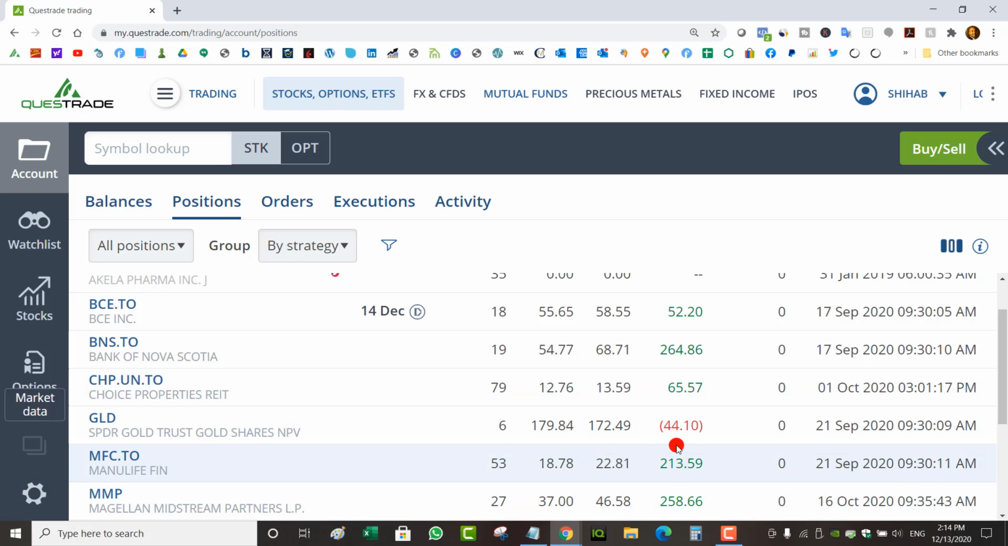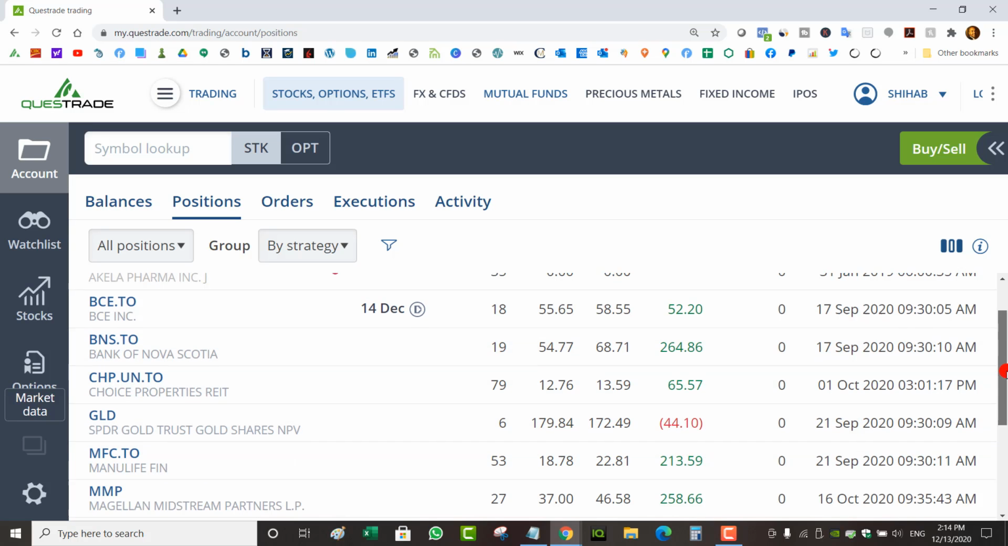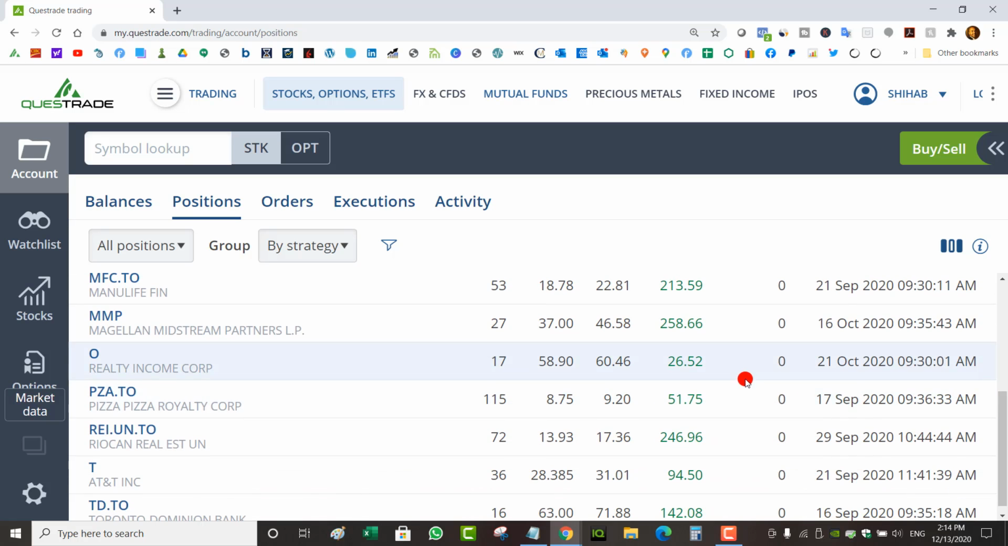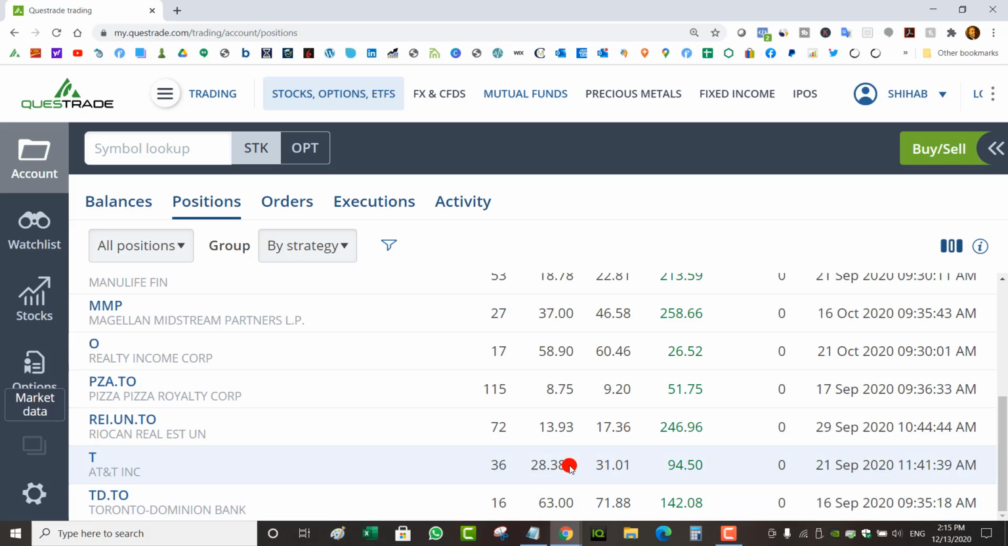I've got Gold that's down $44. I've got Manulife that's up $213. I've got MMP, which is up $258. I've got Realty Income, which is up $26. I've got Pizza Pizza, which is up $51. RioCan up $246. I've got AT&T up $94 and TD up $142.